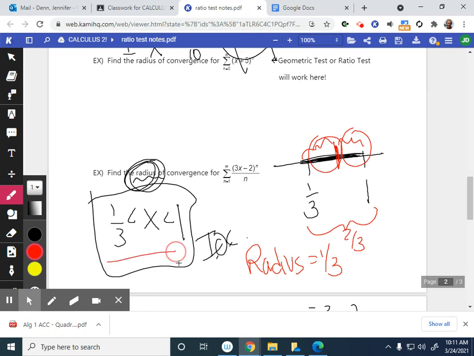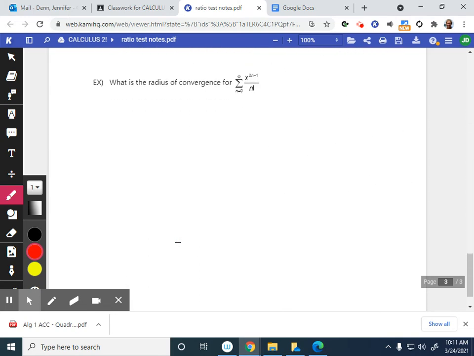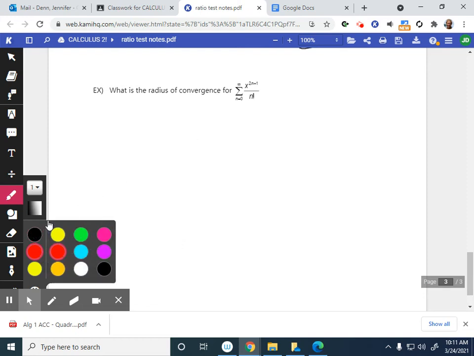The interval goes from 1/3 to 1. Hopefully that makes sense. It's not the biggest deal. Understanding the interval of convergence is the much bigger deal. Okay, and let's do one with factorials before we stop. What's the radius of convergence for this?